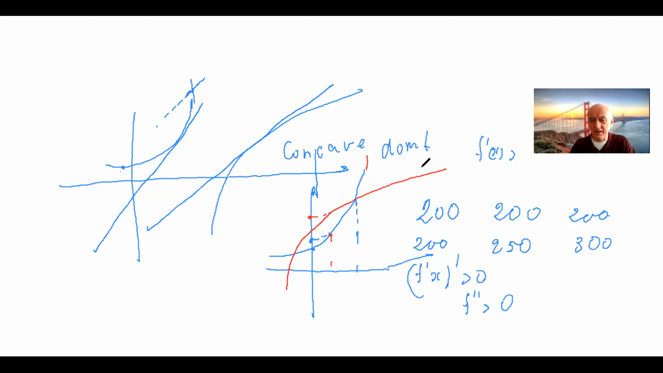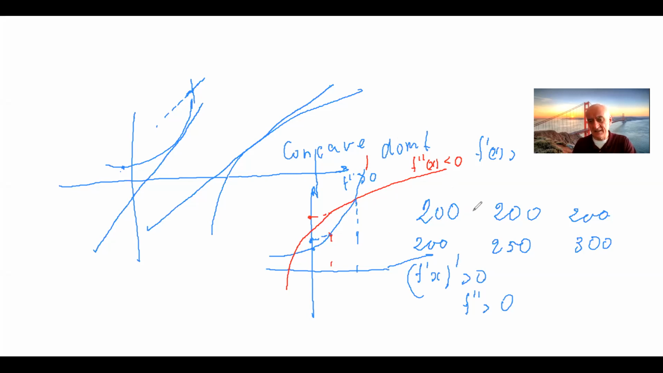But in case of red function, second derivative is less than zero, it's negative. And here, in case of concave up, second derivative is positive and graph increasing fast.